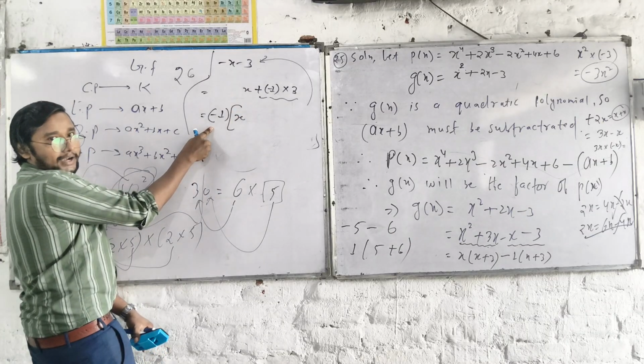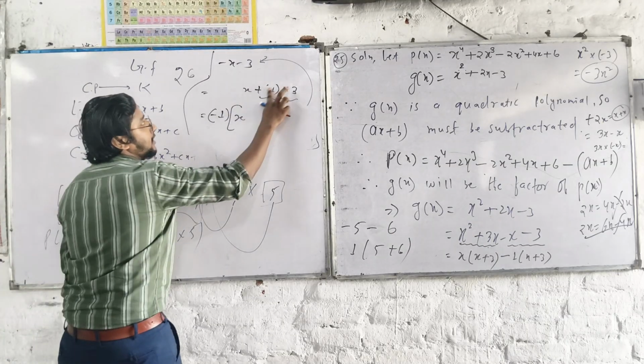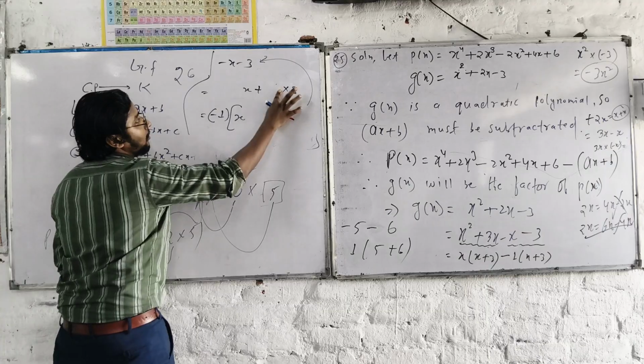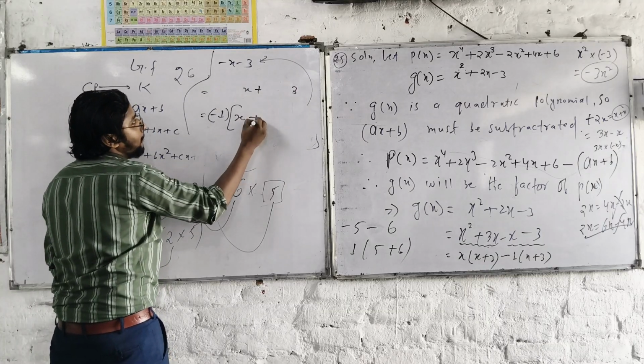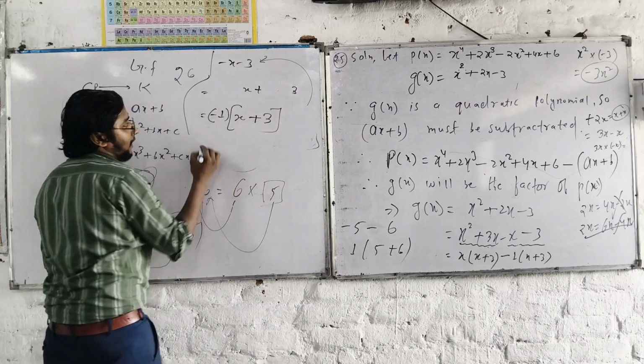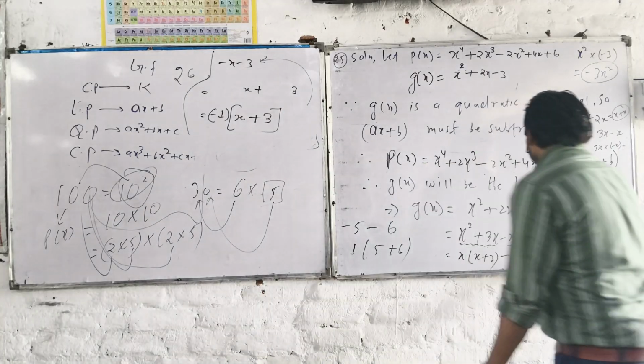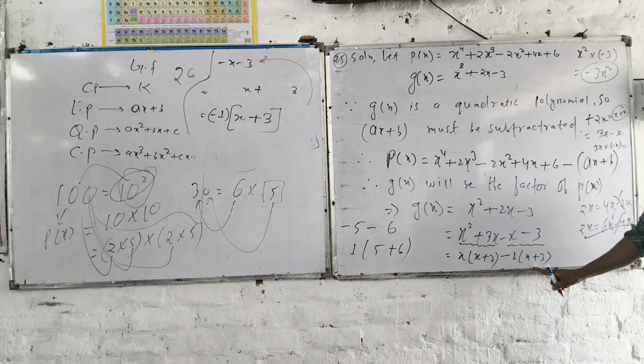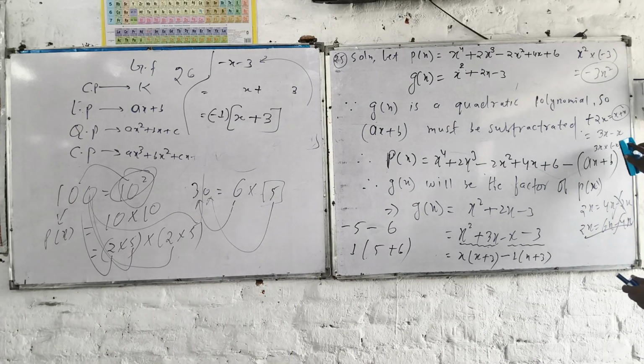Minus 1 has already been taken out. What is left? Plus, what is this? 3. You can see the same thing here. Can you see the same thing here? Tell me now. You can see the same thing?